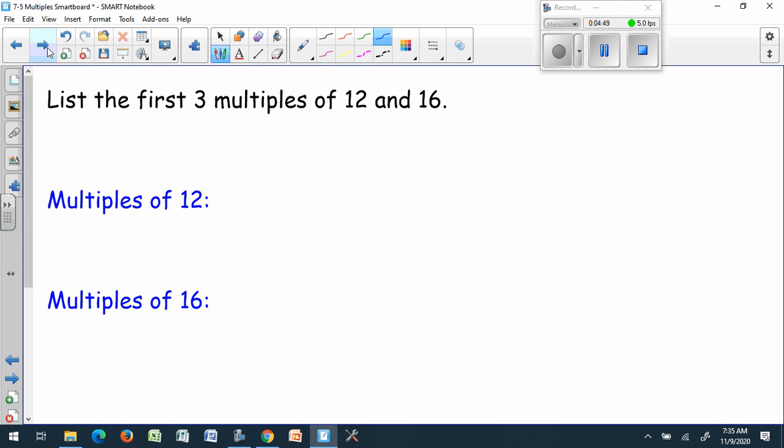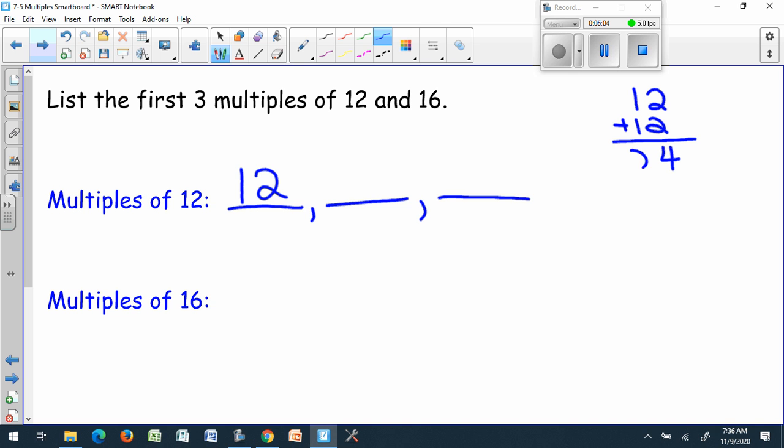So the 12 multiples, I think that's pretty easy because I'm going to think to myself, what's 12 times 1? Of course it's 12. And then 12 times 2, well, I know that, but if I didn't, I could really quickly add 12 and 12, and I'm going to get 24. And then my third multiple, why don't you pause the video and figure that out if you haven't done that yet.